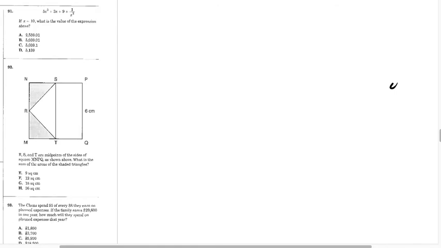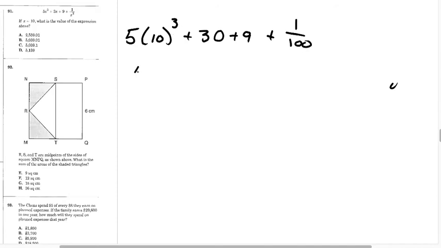We just have to fill in 10 for everything. So 5 times 10 cubed plus 3 times 10 is 30 plus 9 plus 1 over 100. 10 to the third power is 1,000 times 5 is 5,000. So we got 5,000 plus 30 plus 9, so 5,039 and 1/100th, 0.01. That is answer C.